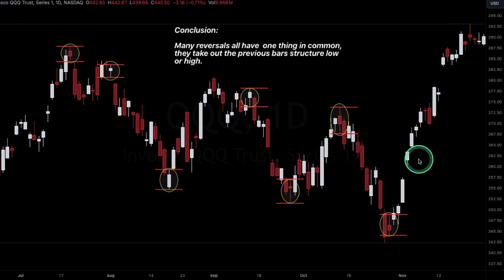Big gap right here that hasn't been filled. Big gap right here that hasn't been filled. We'll have to see if those come back into fruition. Like I said, 80% of gaps do fill eventually. Pretty sure that's a known statistic.